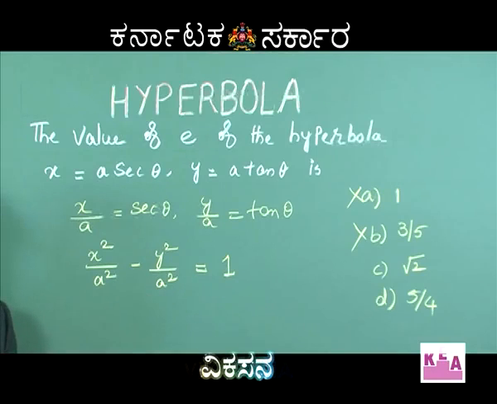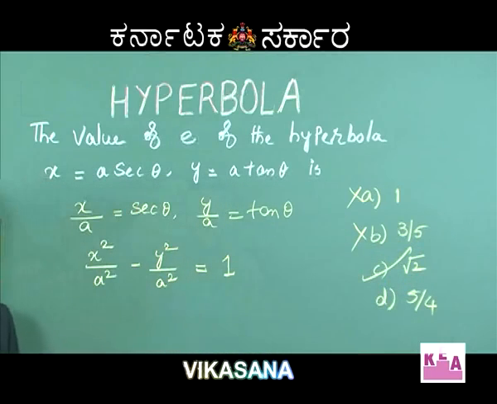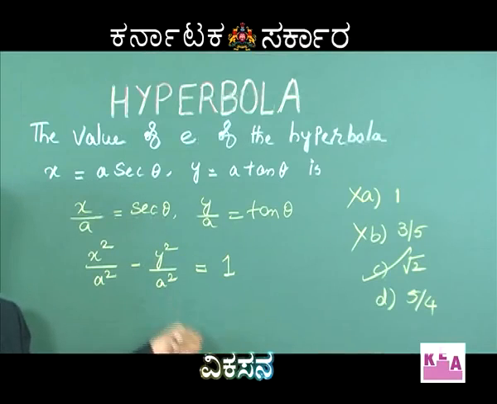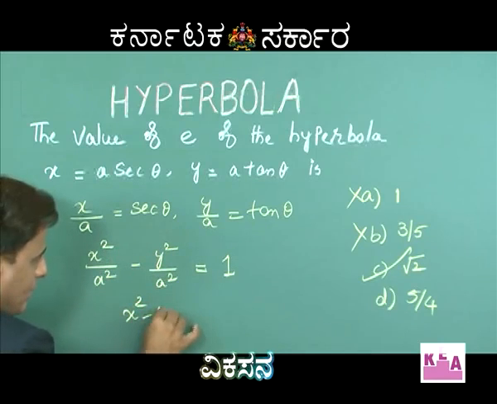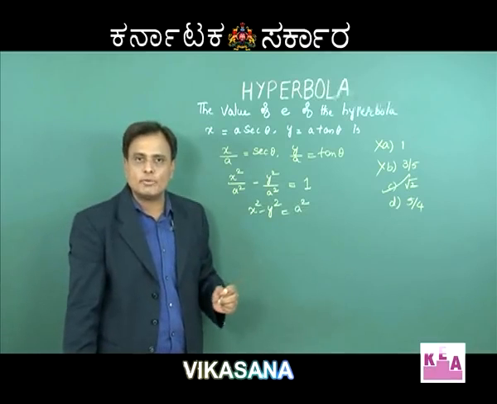Always remember one thing: for a rectangular hyperbola, eccentricity is always equal to root 2. Therefore the right option is C. Remember it. Why is C the right option? Because it is a rectangular hyperbola. If you simplify it, you can see that x square minus y square is equal to a square. This is the standard equation of a rectangular hyperbola.